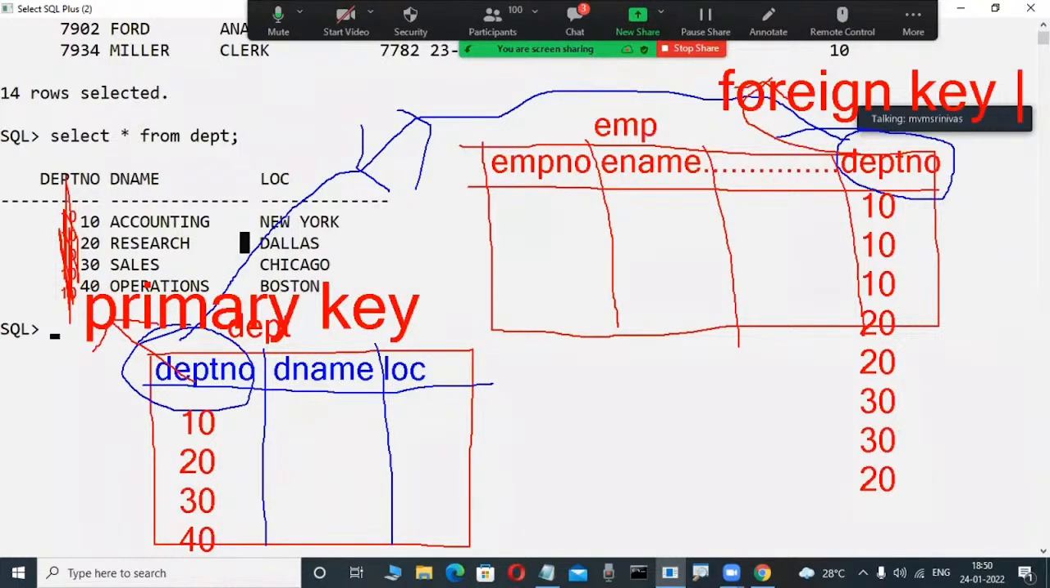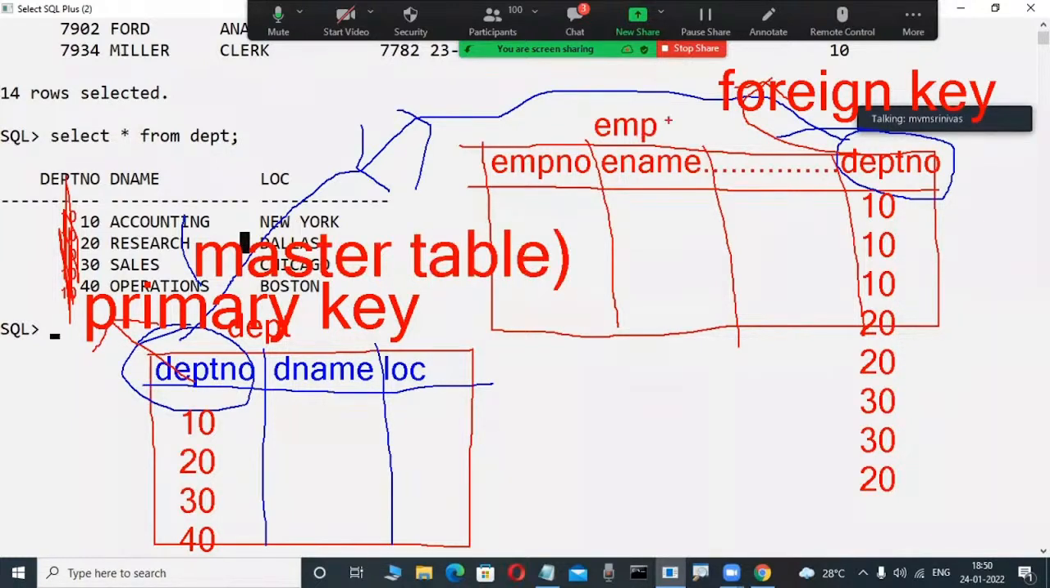Okay, fine. Whenever a table having a primary key is related to another table's foreign key, this primary key table is also called which one? Master table. Observe here, this is a master table. That's why the primary key is available; that table is called the master table. Again, where the foreign key is available, that table is also called what? A child table or detailed table.